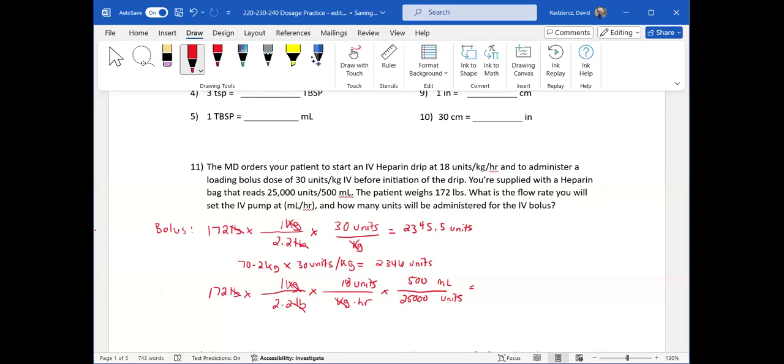I'll also do it using the 78.2 kilograms times 18 times 500 divided by 25,000. I'm just shorthanding this so I'm not writing everything out. And that is what I put into my calculator, just so you know. Yeah, it should be 78.2. Sorry about that. Thank you for the correction.